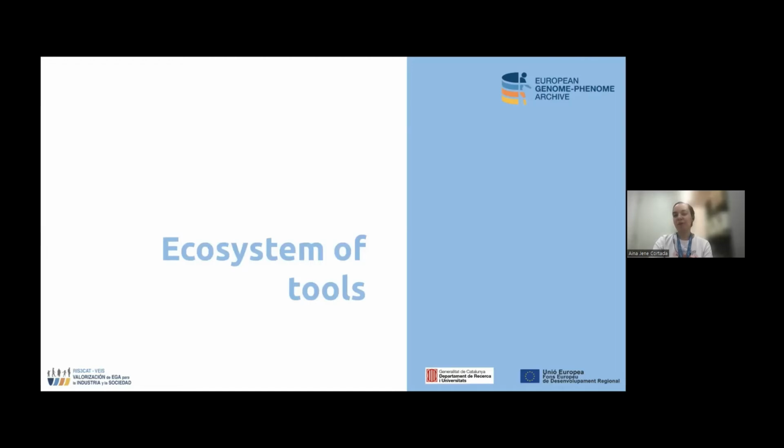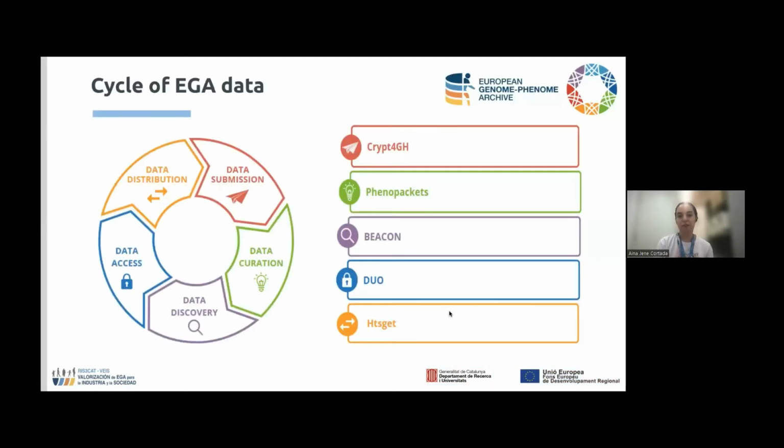So now I will explain some of the ecosystem of tools at the EGA, and for that, I will present a cycle of EGA data. So this cycle consists of 5 parts, starting from data submission, data curation, data discovery, data access, and data distribution. So for each part, I will present a tool or standard developed by the Global Alliance, so the GA4GH, that is designed to improve the user experience.